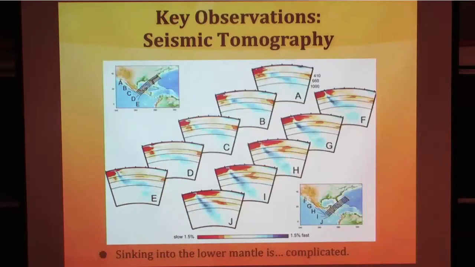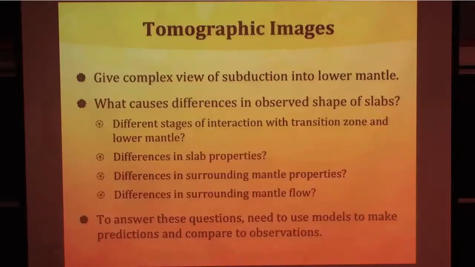So the tomographic images bring all sorts of questions in terms of why these look different. Why do different places look different? Some things to think about. Are these at different stages of interaction with the transition zone and the lower mantle? I can give some examples of that later. It could be buckling and folding. It could be stagnation. It could be slowly sinking vertically and then getting entrained with different flow. Are there differences in slab properties, old plates versus young plates?